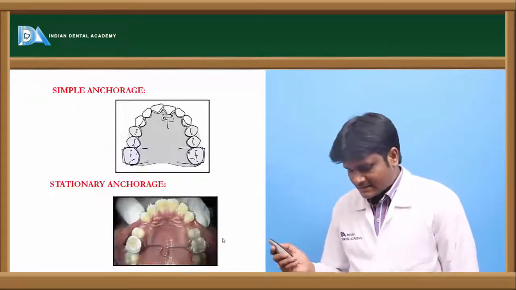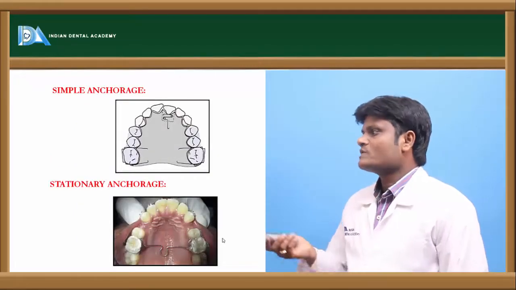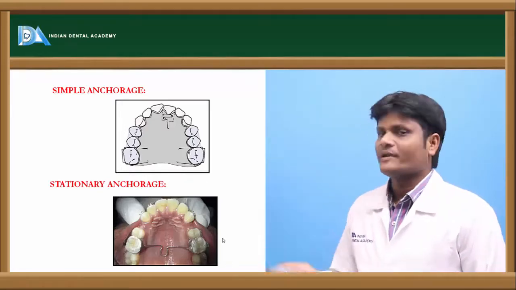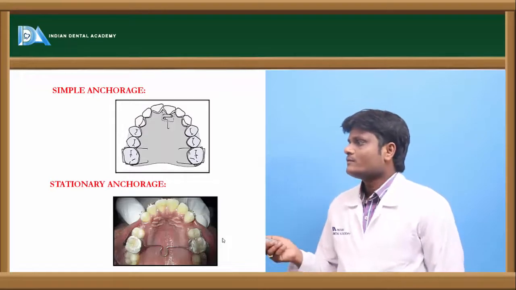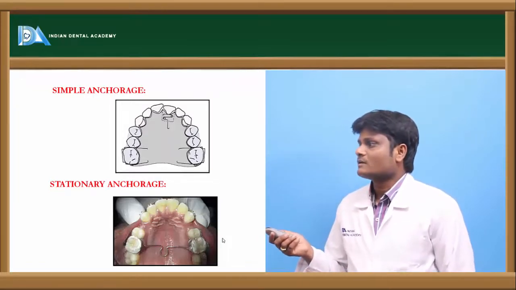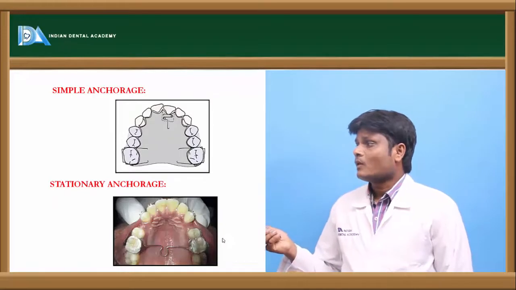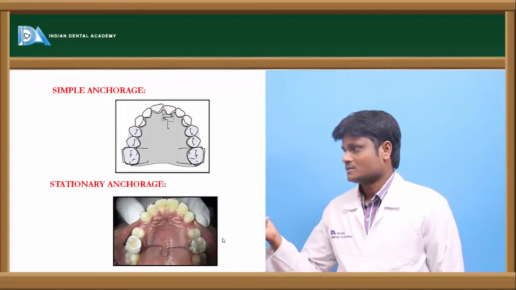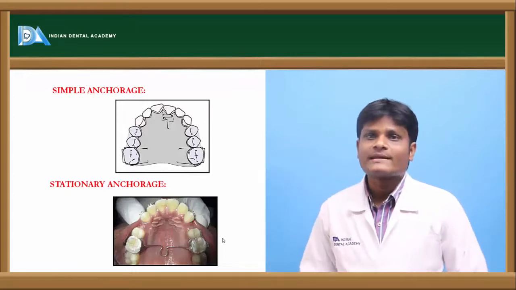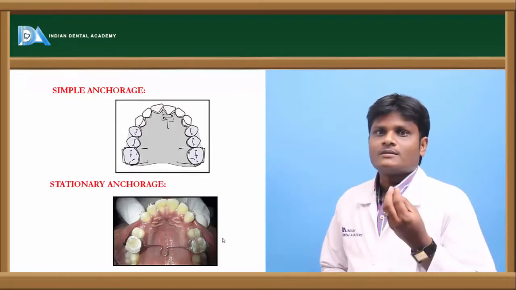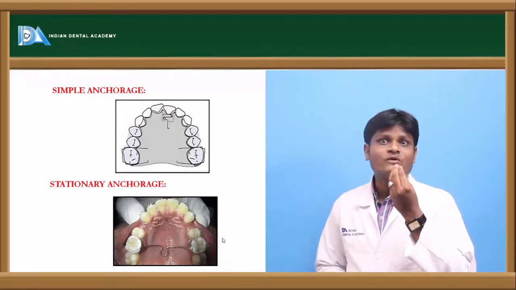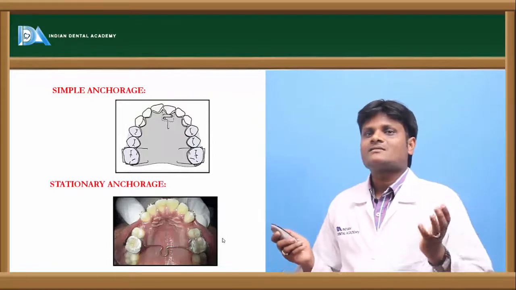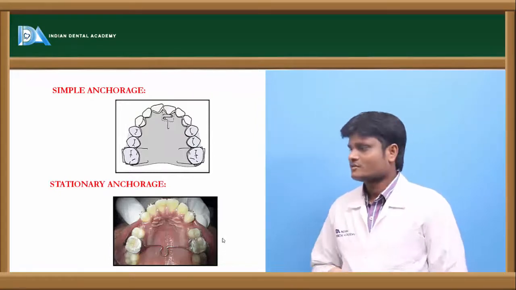The maxillary incisor is being forced buccally or labially by using a spring that is embedded in the acrylic plate. Here the acrylic plate takes support from all the teeth in the maxillary arch to push a single tooth labially. This is an example of simple anchorage. That means the unit that is moved is small, whereas the unit that is used as an anchorage is a very much bigger unit.